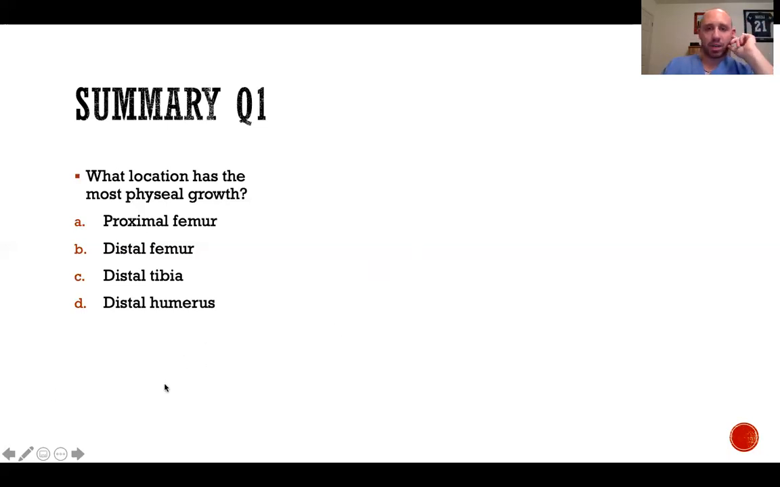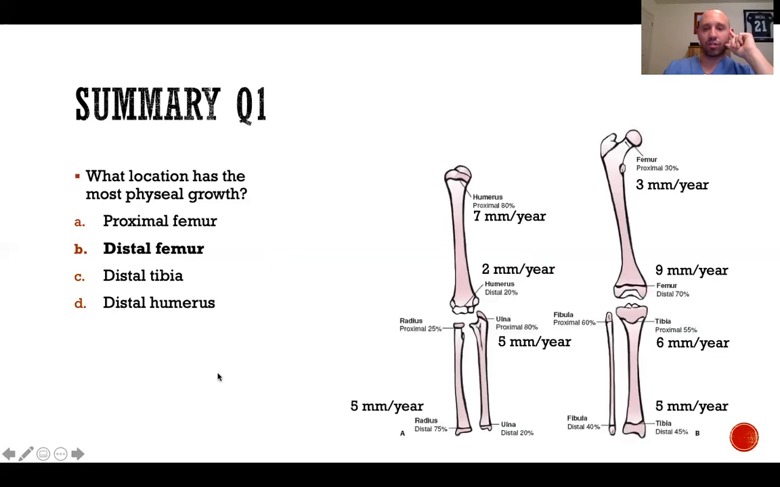Alrighty, you guys did great. It's the distal femur. If you remember, I showed you guys this image. If we're looking at the femur in general, 70% of the growth is from the distal femur compared to 30% from the proximal femur. If we're looking at the tibia, most of the growth is at the proximal tibia. If we look at the humerus, most of the growth, 80%, is from the proximal humerus. And then the distal radius is 75%.